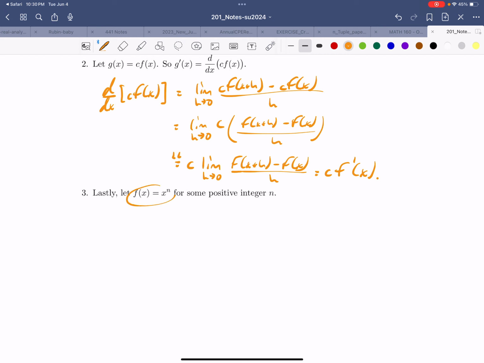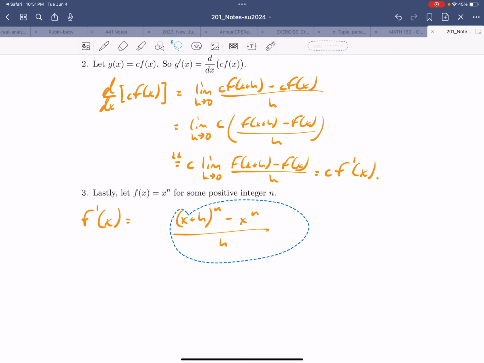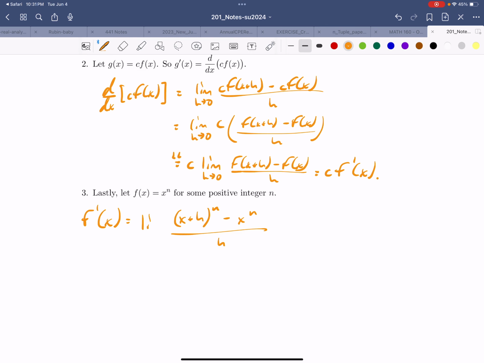Let f of x equal x to the n. f prime of x is going to equal the limit as h approaches 0 of x plus h to the n minus x to the n, all over h. Well, the problem is we don't know what n is.